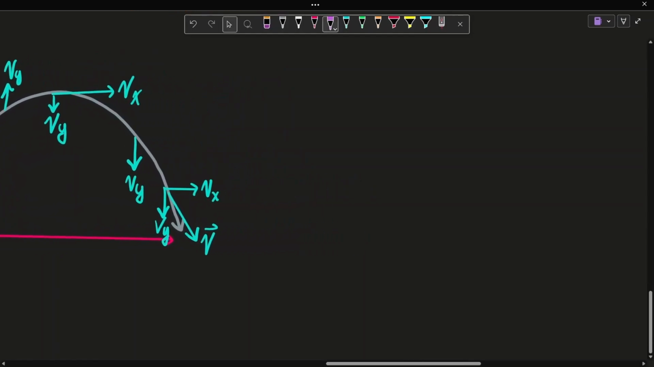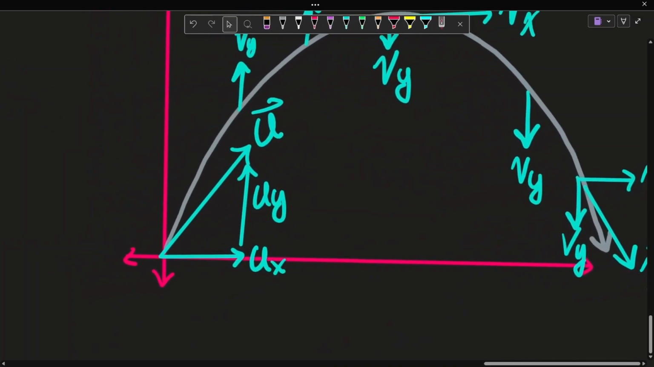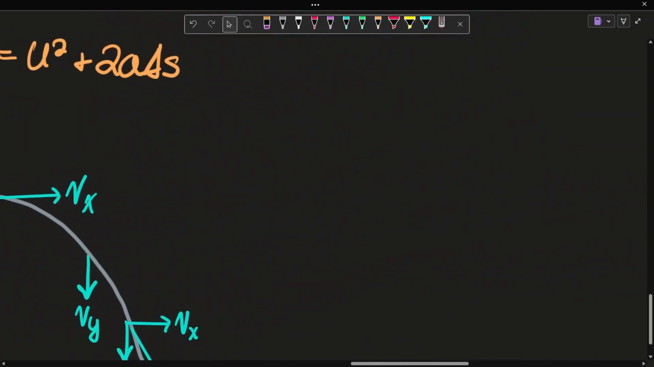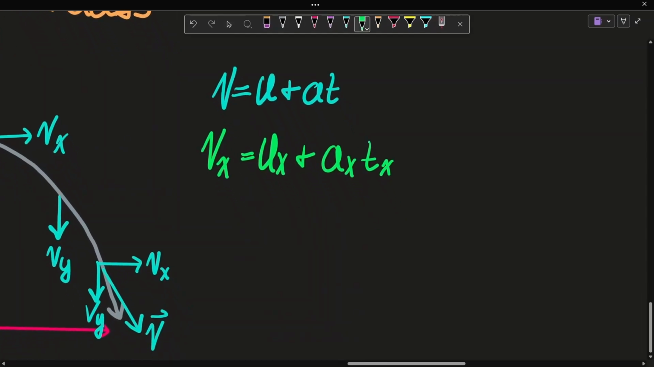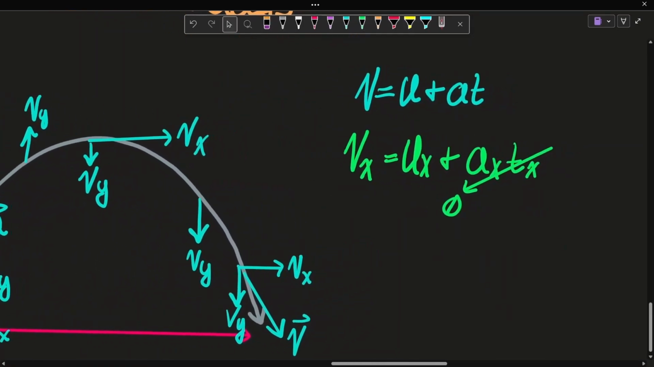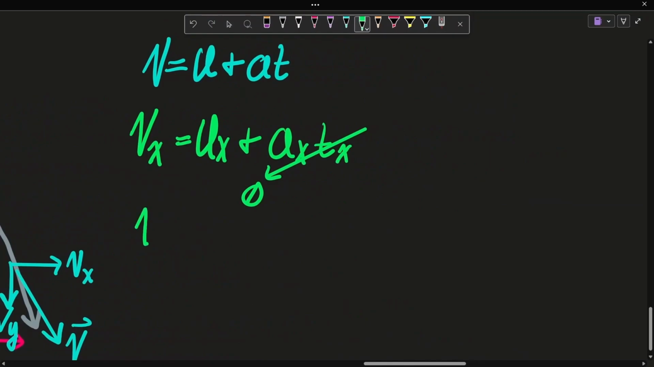So we can make two statements here. You can say that the initial velocity has two components, uy and ux. And we know the equation v is equal to u plus at. So along the x-axis, you have the initial velocity along x plus the acceleration along x times the time. Since you have no acceleration along the x-axis, it's 0, because you're neglecting drag force or any wind resistance. This becomes vx is equal to ux.